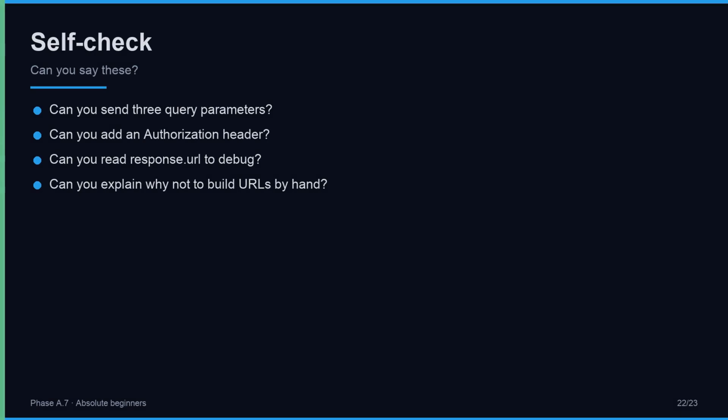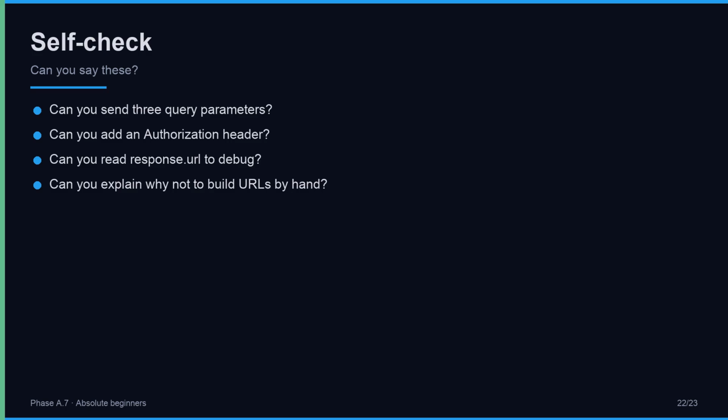Quick self-check. Can you write a call with 3 query parameters? Can you add an authorization header? Can you print the final URL to debug? Can you explain in one sentence why building a query string by hand is dangerous? If any feels shaky, rewatch the matching part. The next lesson builds directly on this one. You will need params and headers comfortable before we add error handling.